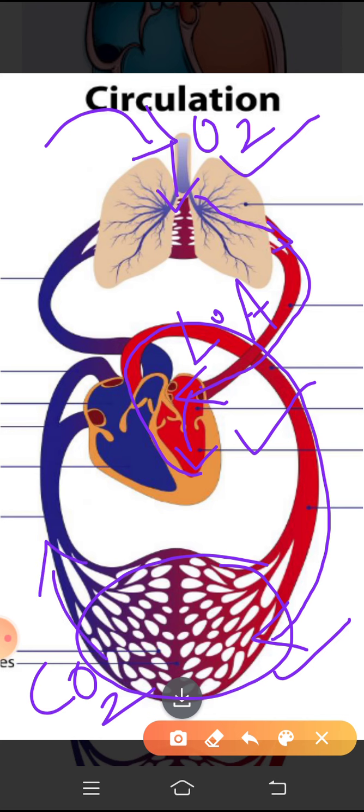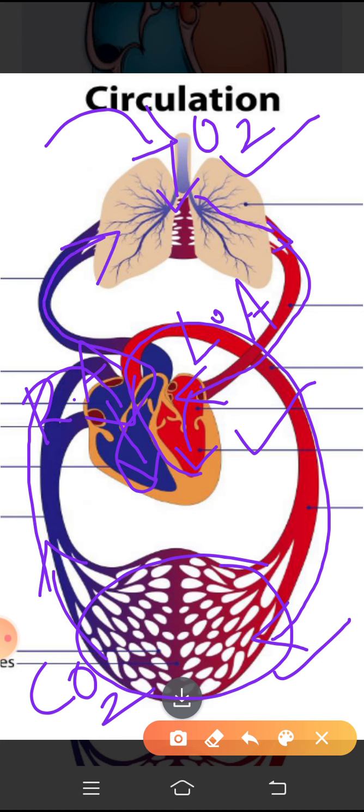This blue colored blood now represents the deoxygenated blood. Now the deoxygenated blood enters the right atrium. It is the right atrium. Now from the right atrium it goes to the right ventricle, and from the right ventricle it passes to the lungs.